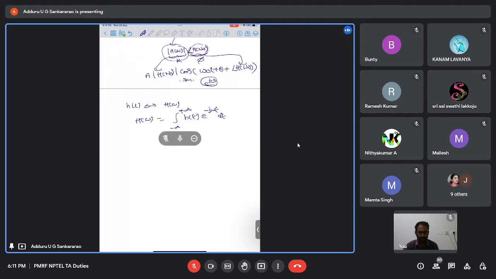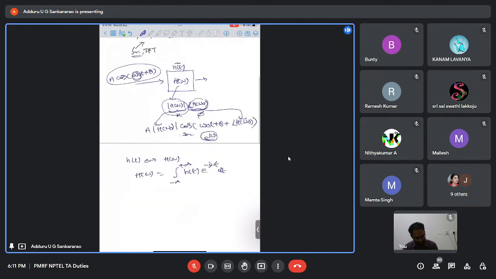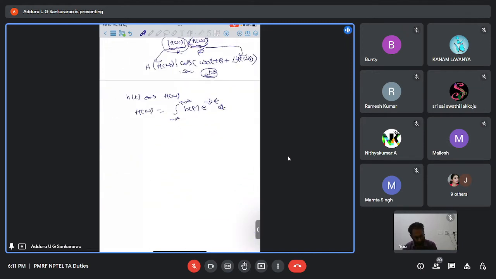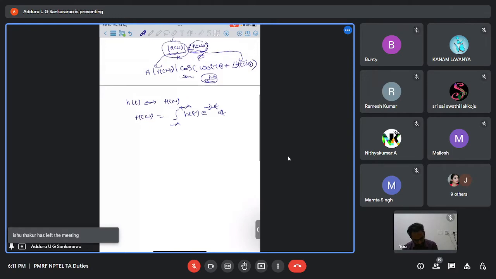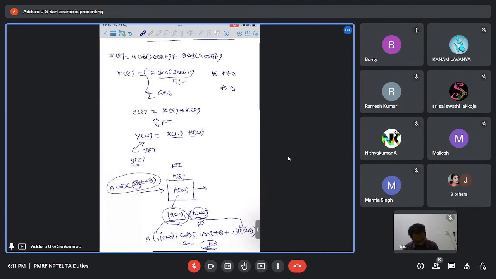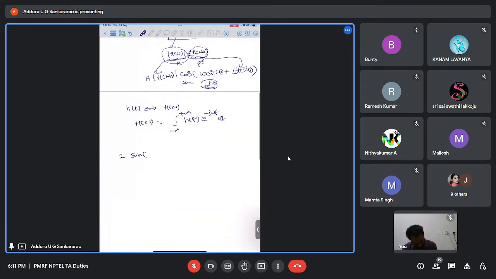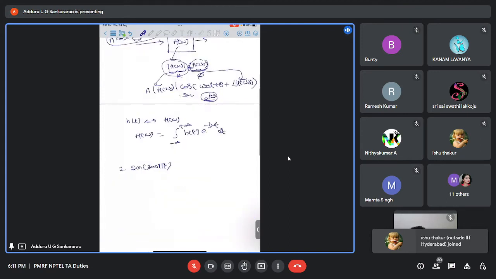But here in the problem, h of t is given as a sinc function, so we already know how to find the Fourier transform of a sinc function. This is given as 2 sin(300 pi t) by pi t, when t is not equal to 0. This is the sinc function, right?